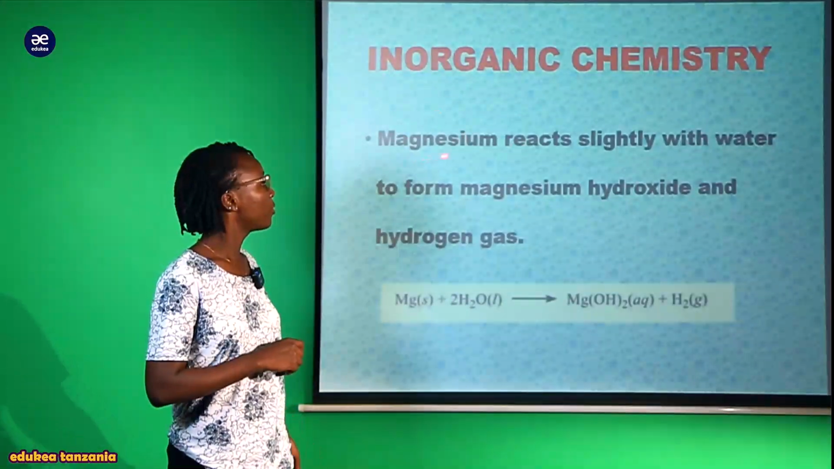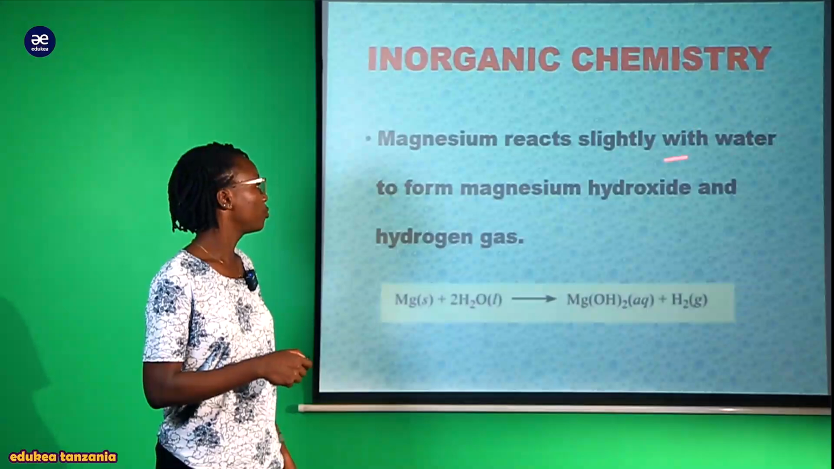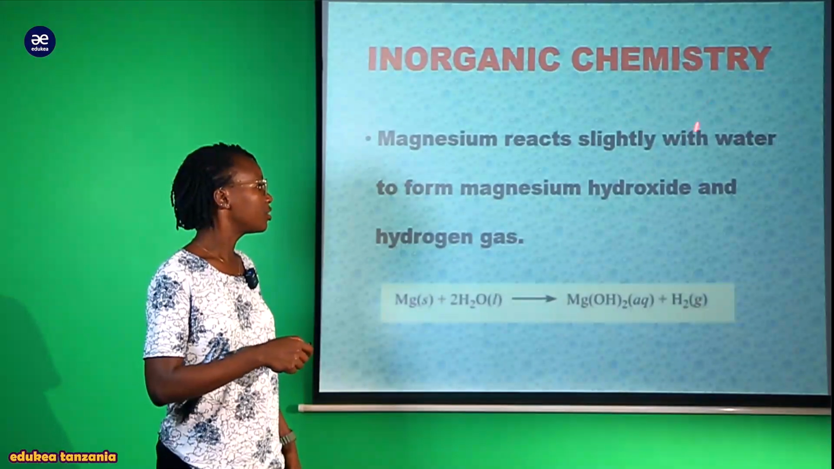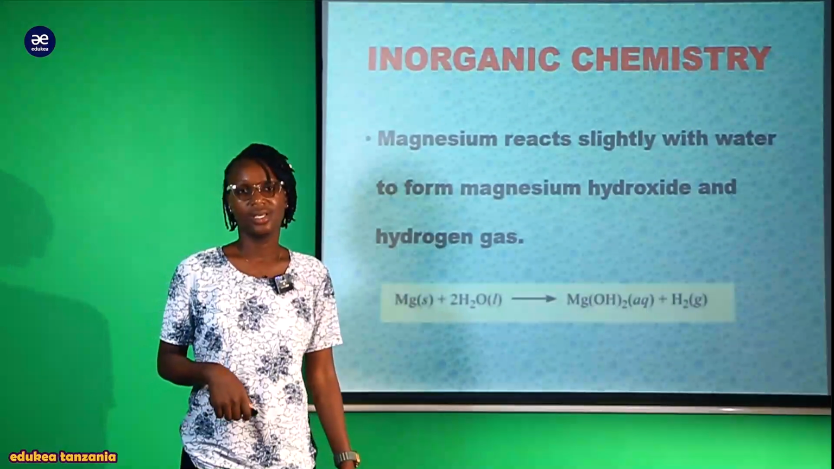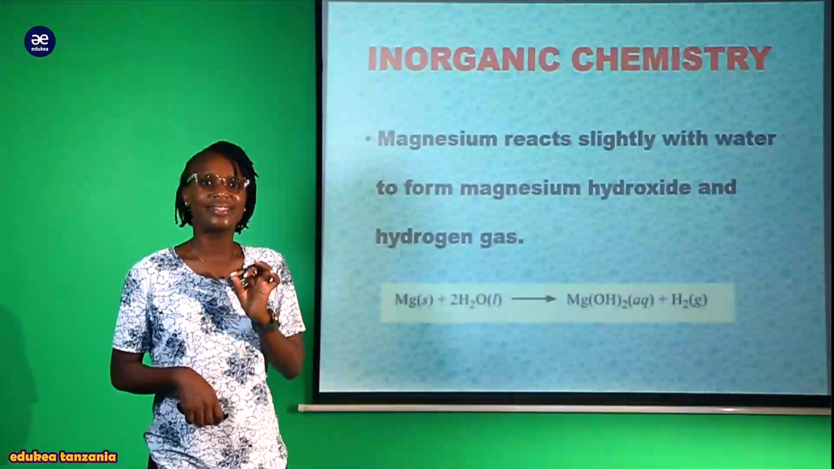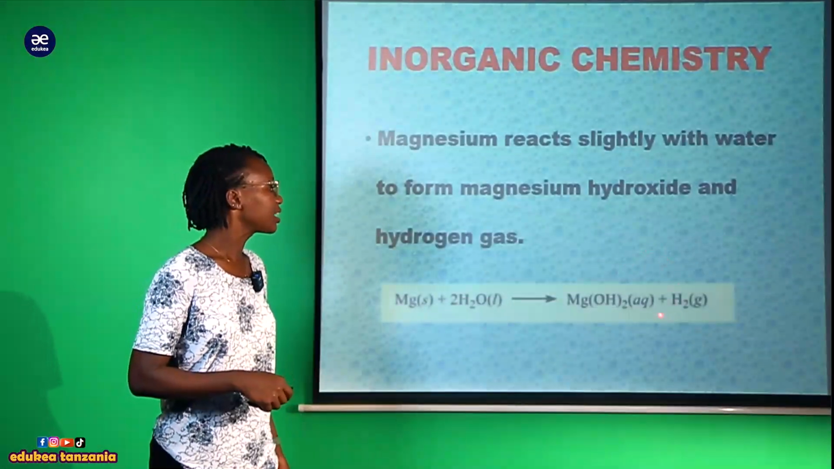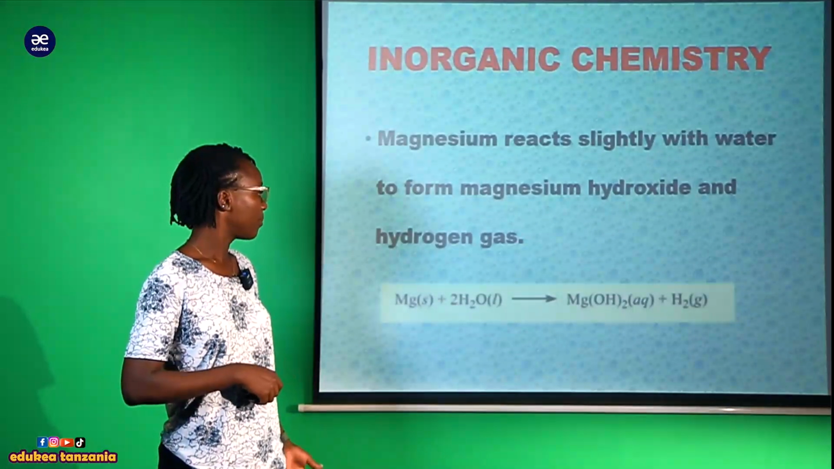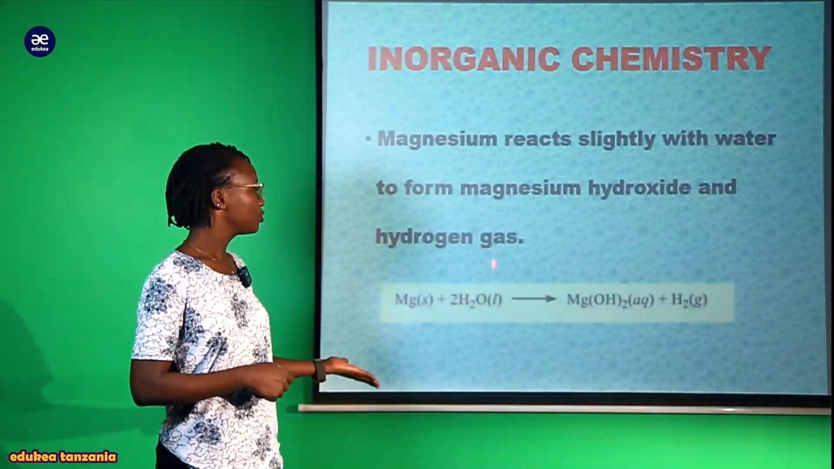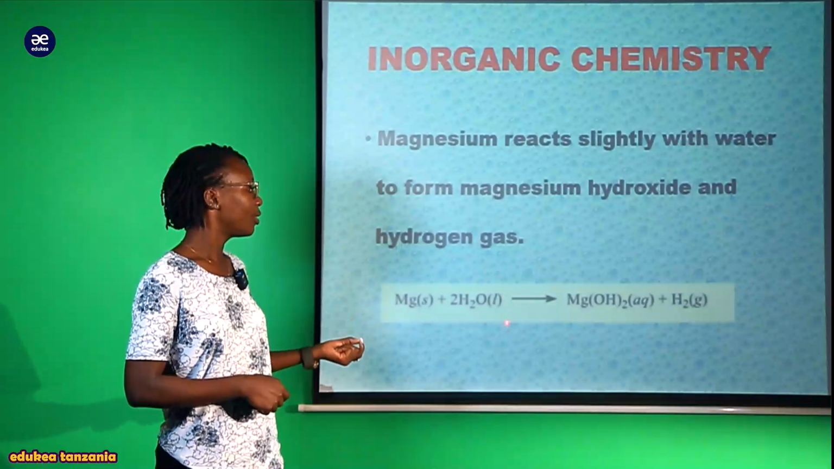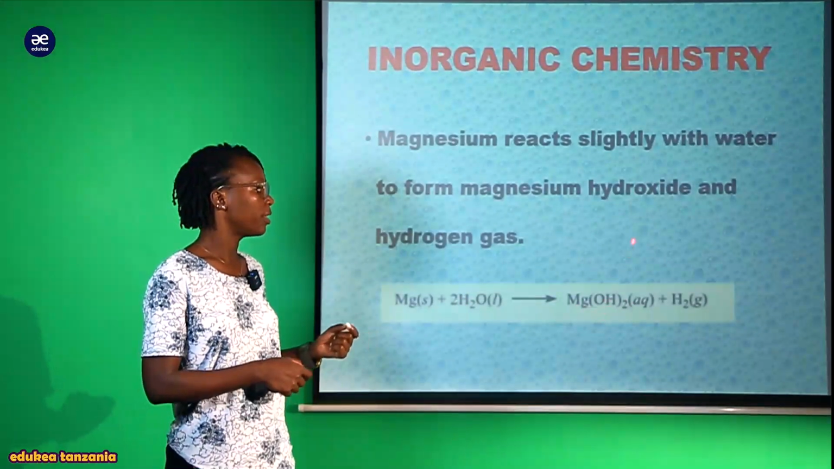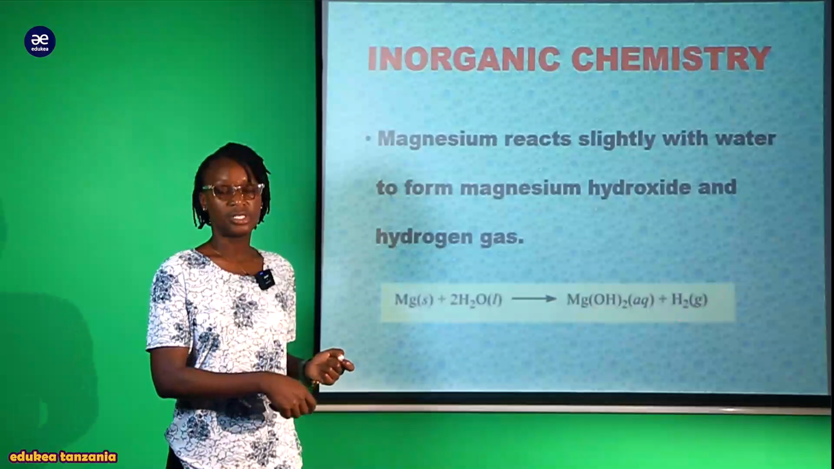Sasa hapa kwenye magnesium tunaambiwa kwamba it reacts slightly with water to form magnesium hydroxide and hydrogen gas. Kwamba yenyewe ina react slightly. So this is the reaction which demonstrates this process. Kwamba this is magnesium metal plus 2 molecules of water. We are going to have this magnesium hydroxide plus hydrogen gas.